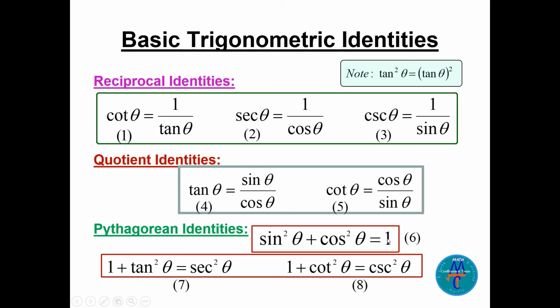So you take number 6 here and divide by cosine squared of theta on both sides. Divide sine squared of theta by cosine squared of theta, divide this one by cosine squared of theta, and divide this one by cosine squared of theta. You will get number 7. For number 8, if you divide this one by sine squared of theta, divide this by sine squared of theta, and divide the 1 by sine squared of theta, you will get number 8. So we can derive number 7 and 8 from number 6.